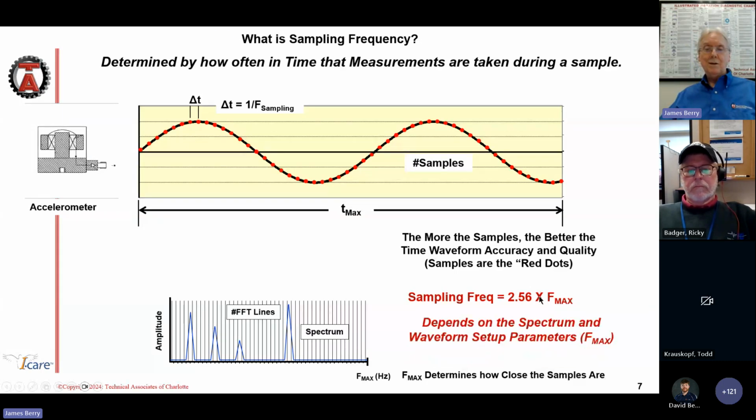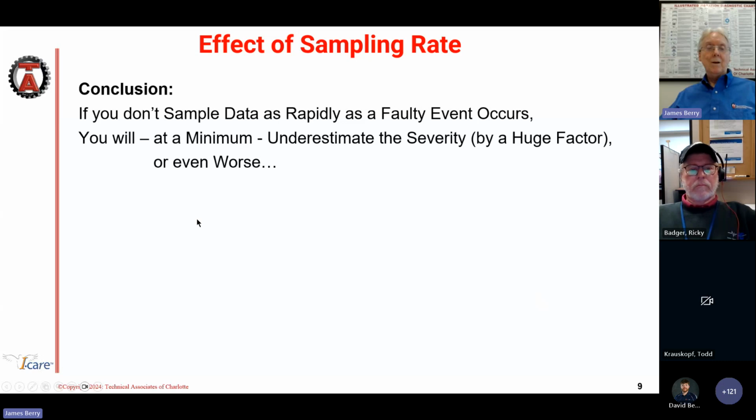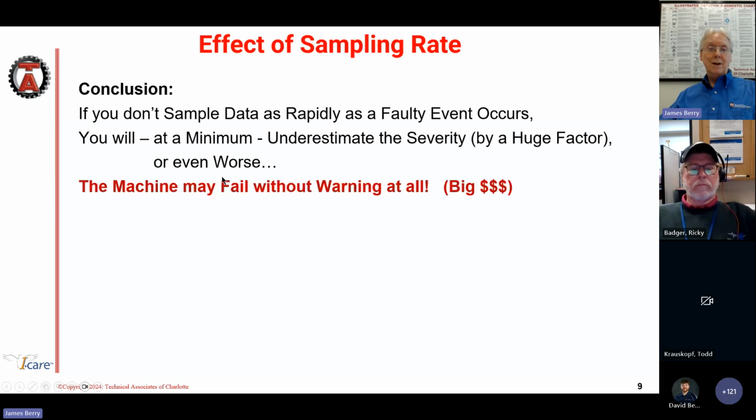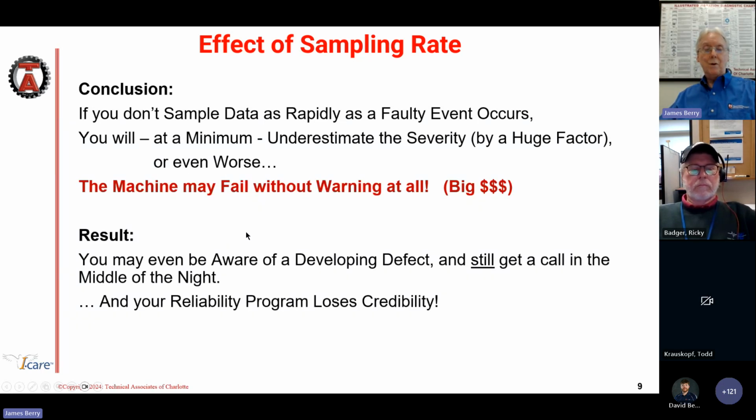All right. So let's look at a sampling rate. Here's something else that Robert brought out a few weeks ago. If you don't sample the data as rapidly as a faulty event occurs, you will, at a minimum, underestimate the severity by a huge factor, or even worse. So the machine may fail without warning, and then you run into big dollars. We've got one of those coming up in our case studies. You may even be aware of a developing defect and still get a call in the middle of the night. And the problem is that your reliability program loses credibility.